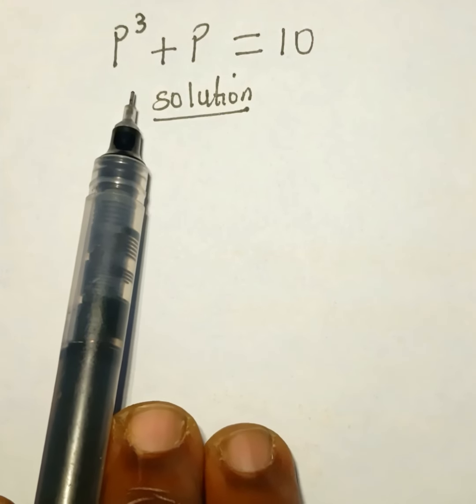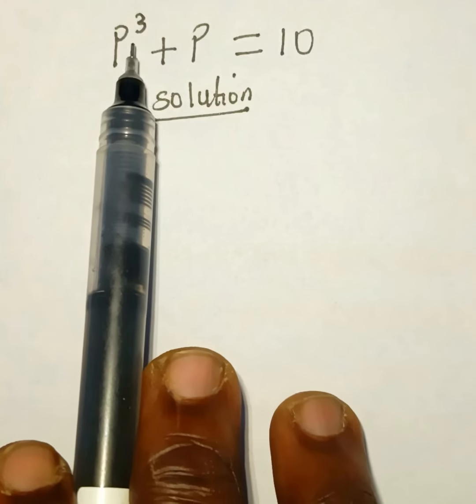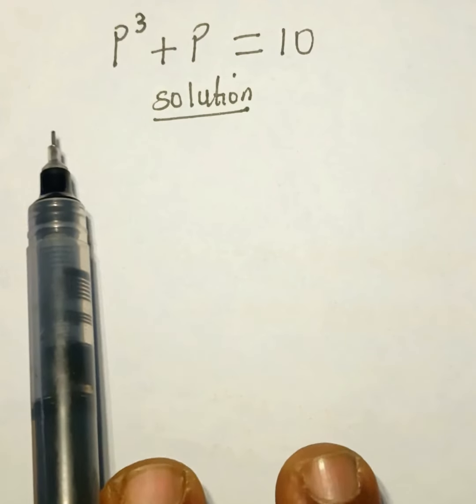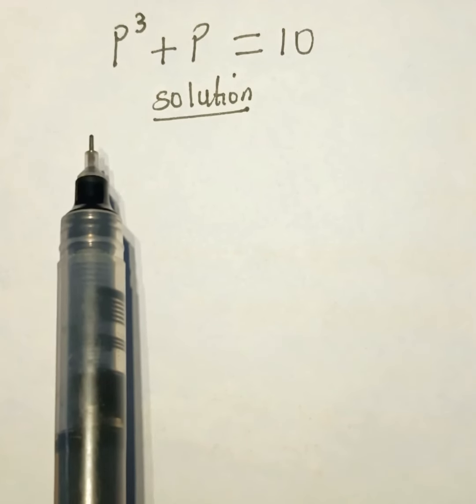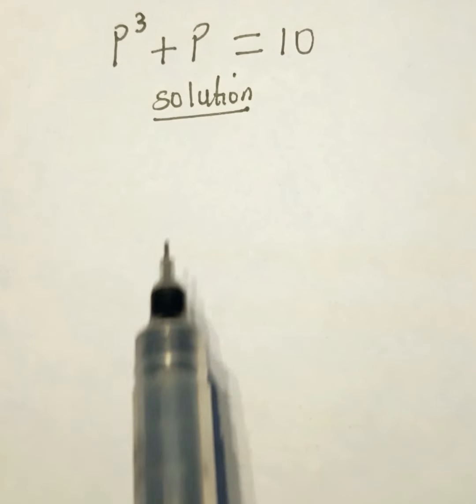We're going to solve for the value of p from this cubic equation. We call this cubic equation because the highest power of the variable here is 3. In this equation, our interest is to find only the real solution that will satisfy this equation. Now, we're going to start the solution.